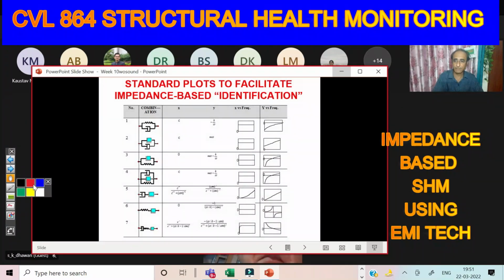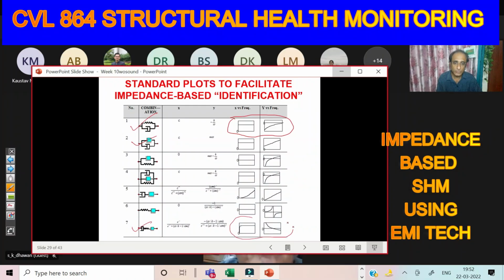That one part is a straight line, no change or minimal change, and the other part is negative, and the negative value is reducing. That means your identified system is like this. Similarly, if you are getting this kind of behavior, where the real part is again constant and the imaginary part is positive and a straight line, that means your system is like this. And similarly, for a parallel combination, you will get this kind of behavior.